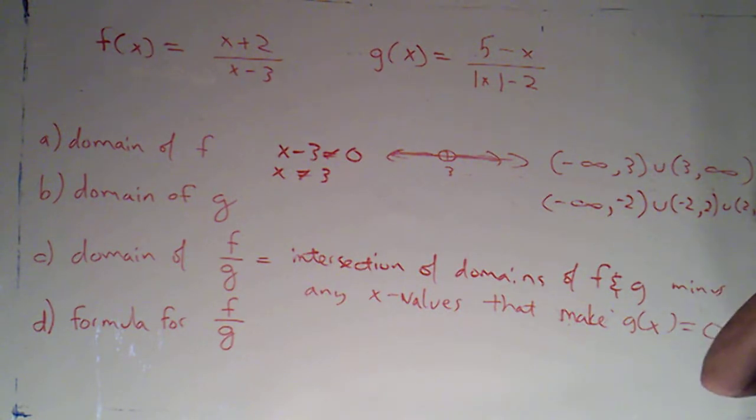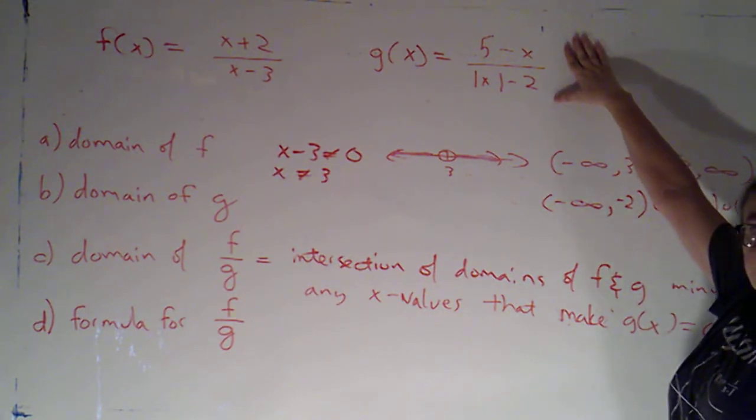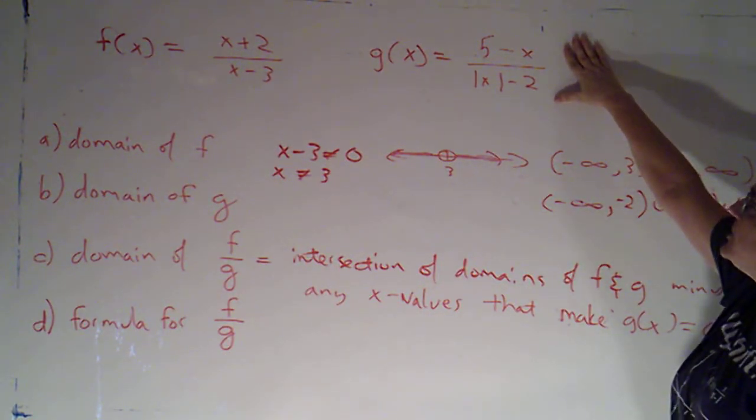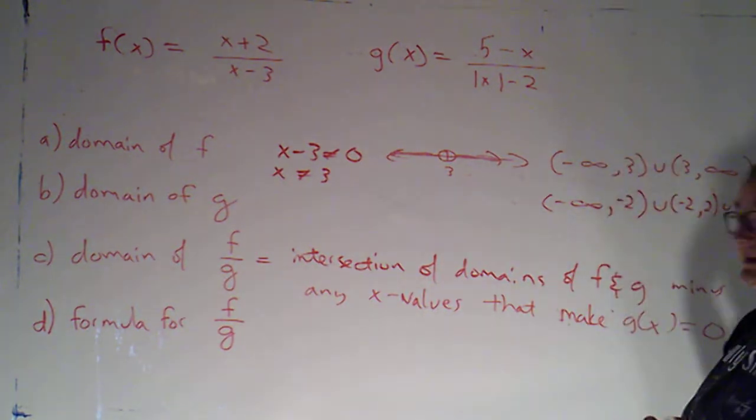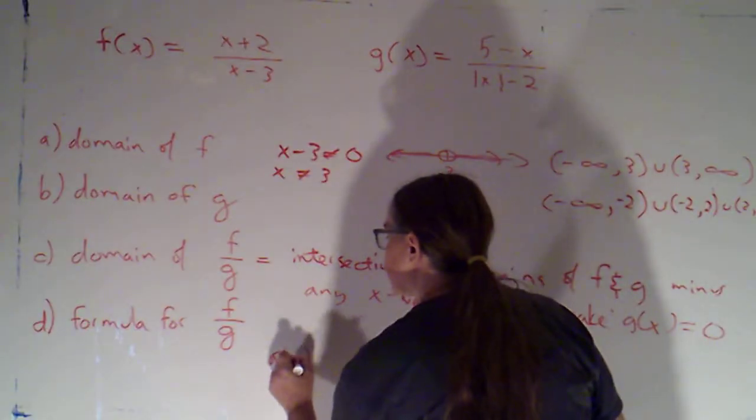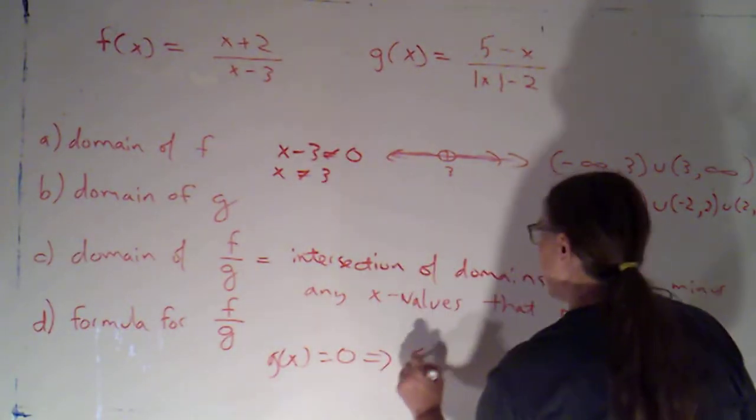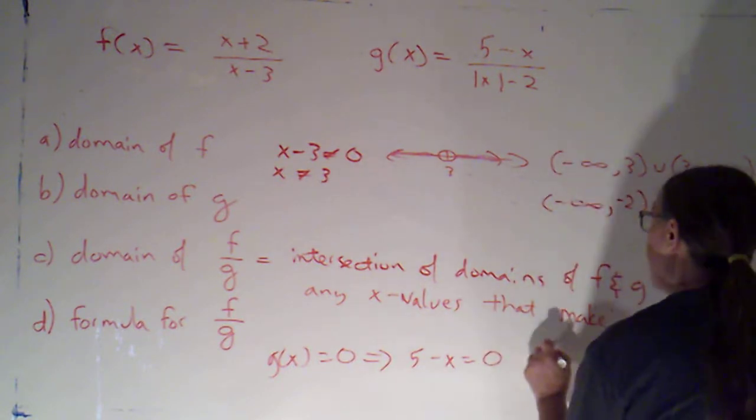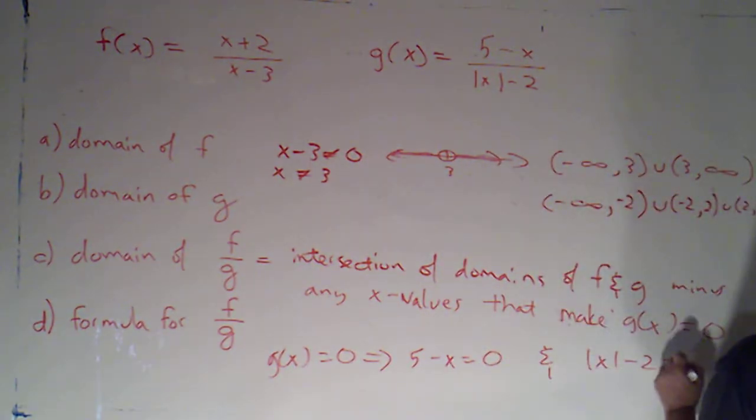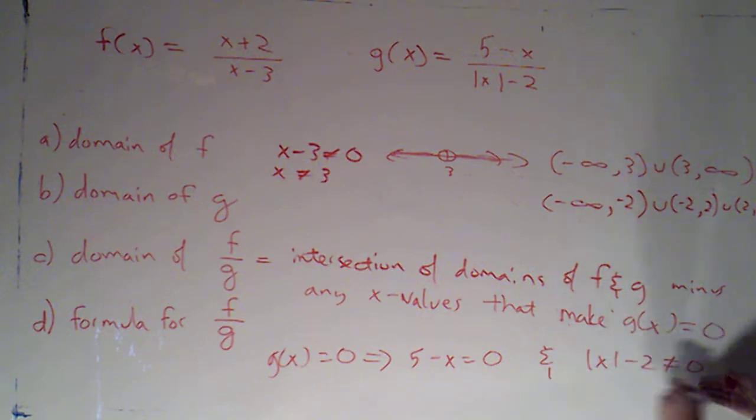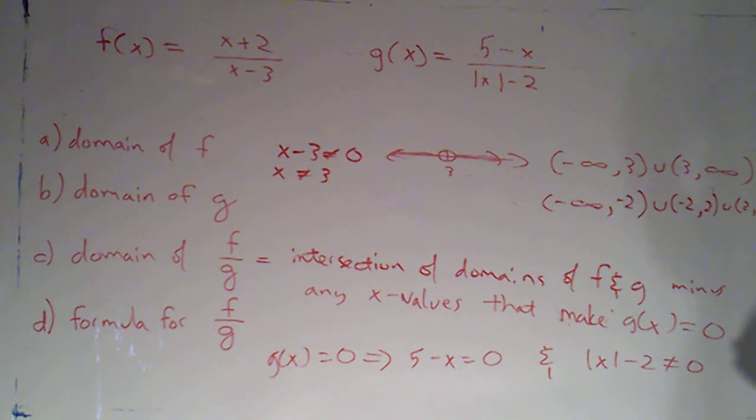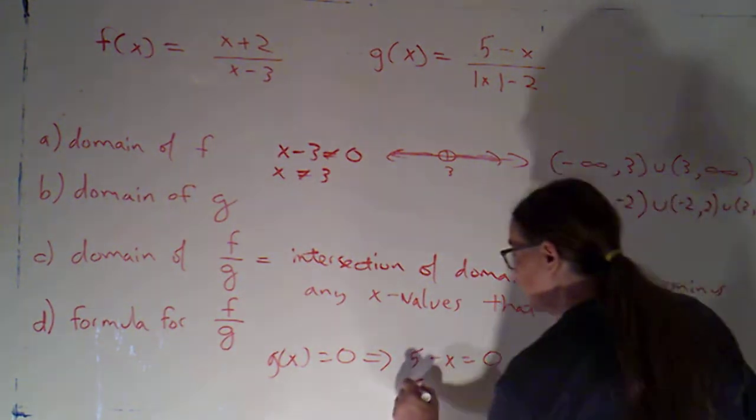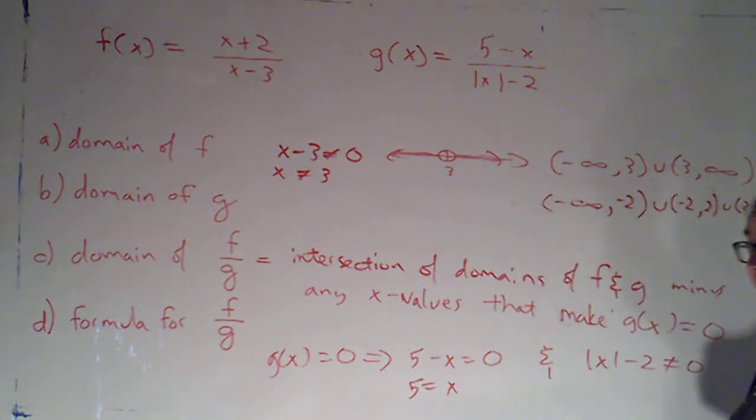So let's take a look. What would make g of x 0? Well, g of x is this fraction. So fractions are 0 if the top is 0, provided that the bottom isn't. So g of x equals 0 is going to mean that 5 minus x equals 0, and the absolute value of x minus 2 is not 0. Now this basically says that it's in the domain of g, so I've already figured out that that just means that x isn't 2 or negative 2. This is going to mean that x is equal to 5.